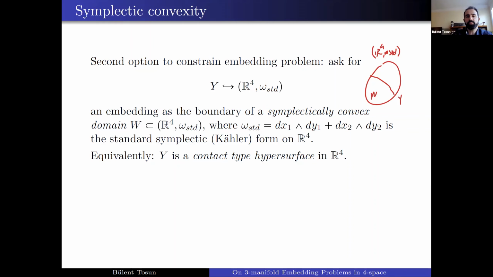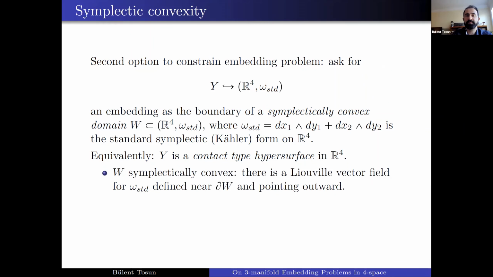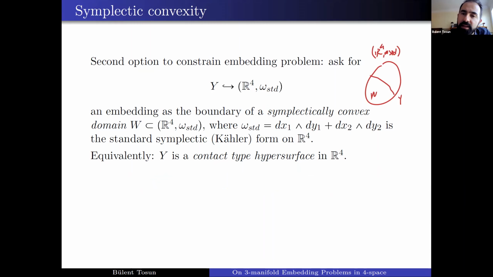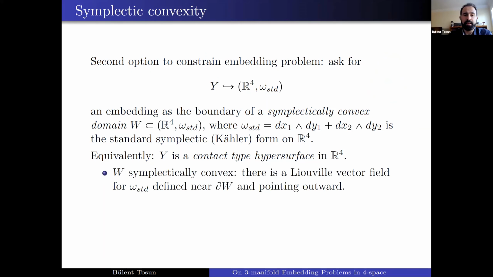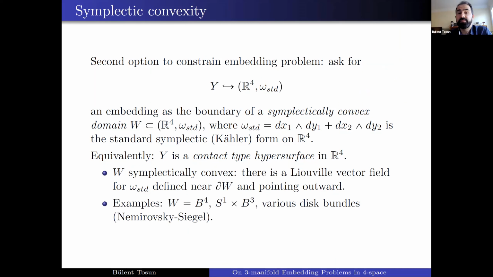And then what we require to be a contact type hypersurface is that you have this Liouville vector field transverse to the boundary, pointing outward at this boundary Y. So once we have this set up, then Y will be a contact type hypersurface, and W will be a symplectically convex filling of Y. Some examples of symplectically convex domains are four-fold, or the 1-handle, or various disk bundles studied by Nemirovski and Siegel.